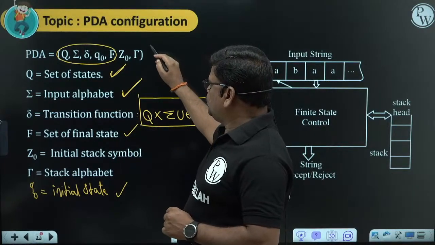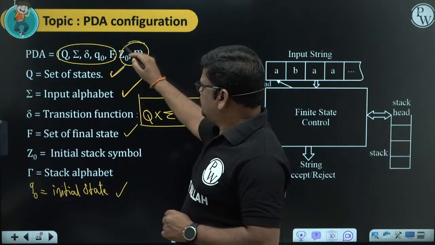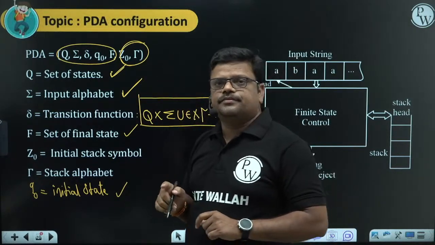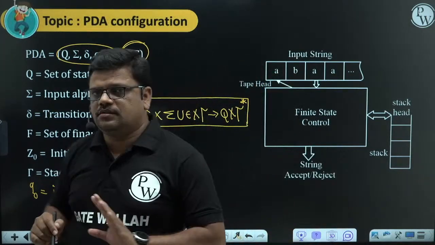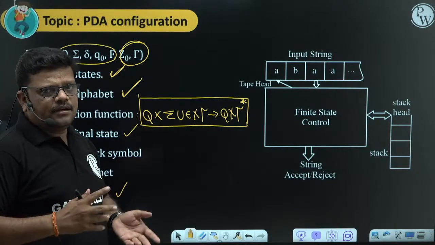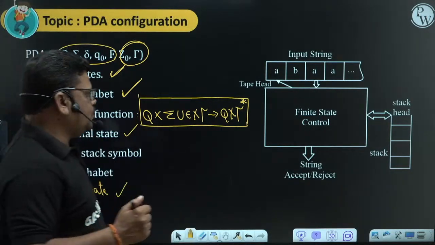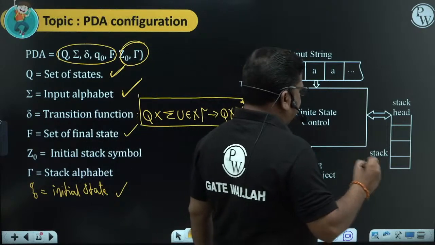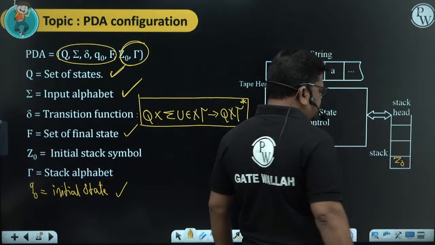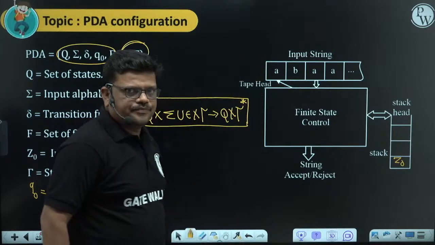Now the remaining 2 things are the additional things in the PDA. What are those? Z0 and tau. These belong completely to the stack. So what is the additional concept here? Finite automata plus stack. Initially there is one symbol in the stack that is called Z0. So Z0 is called the initial stack symbol.